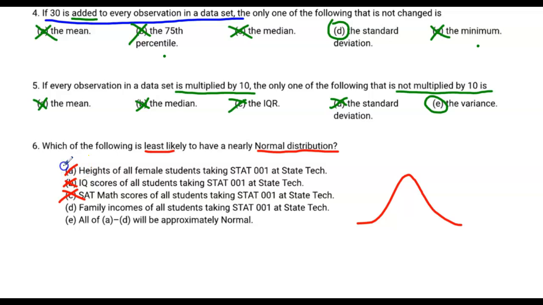And there are going to be people that are abnormally short, but regardless of that, those heights should be normally distributed. However, when you talk about family incomes of all students taking Stat 001 at State Tech University, you should consider that there are going to be some families that earn significantly more than the average. So let's say the average income of families of students attending a university. Well, according to the U.S.